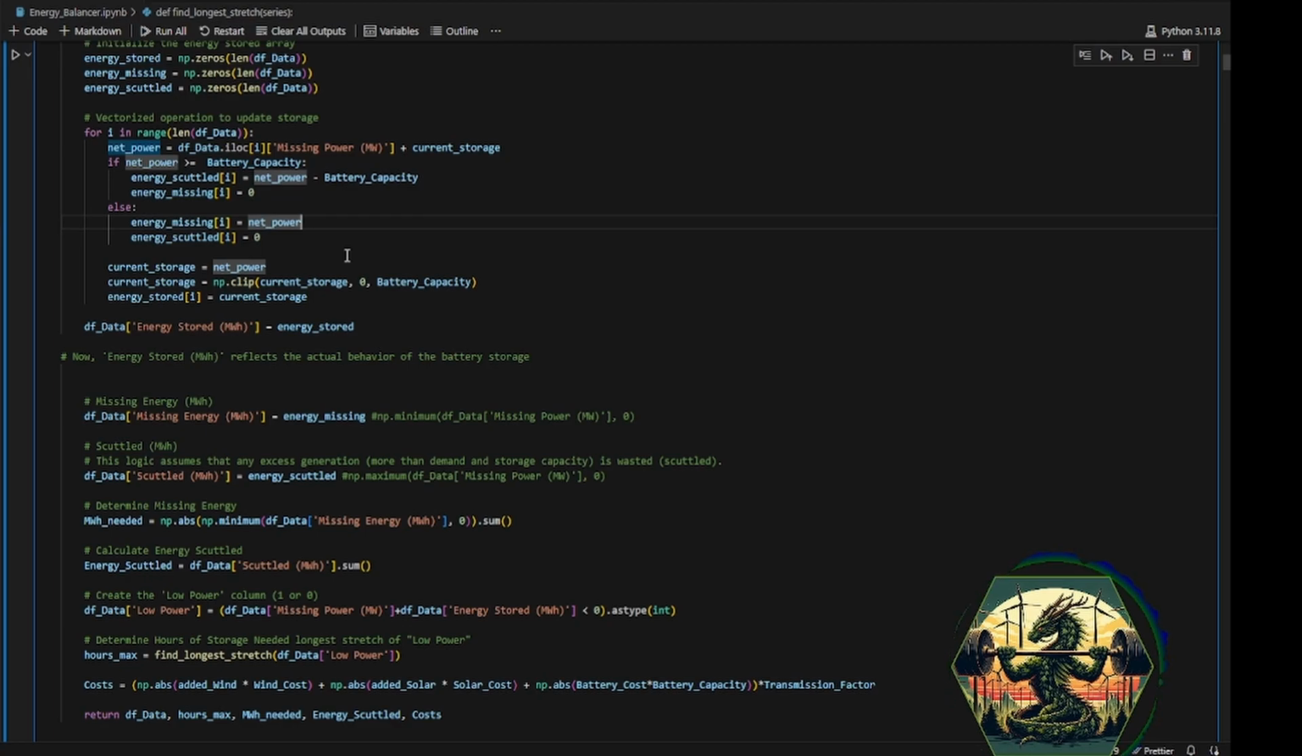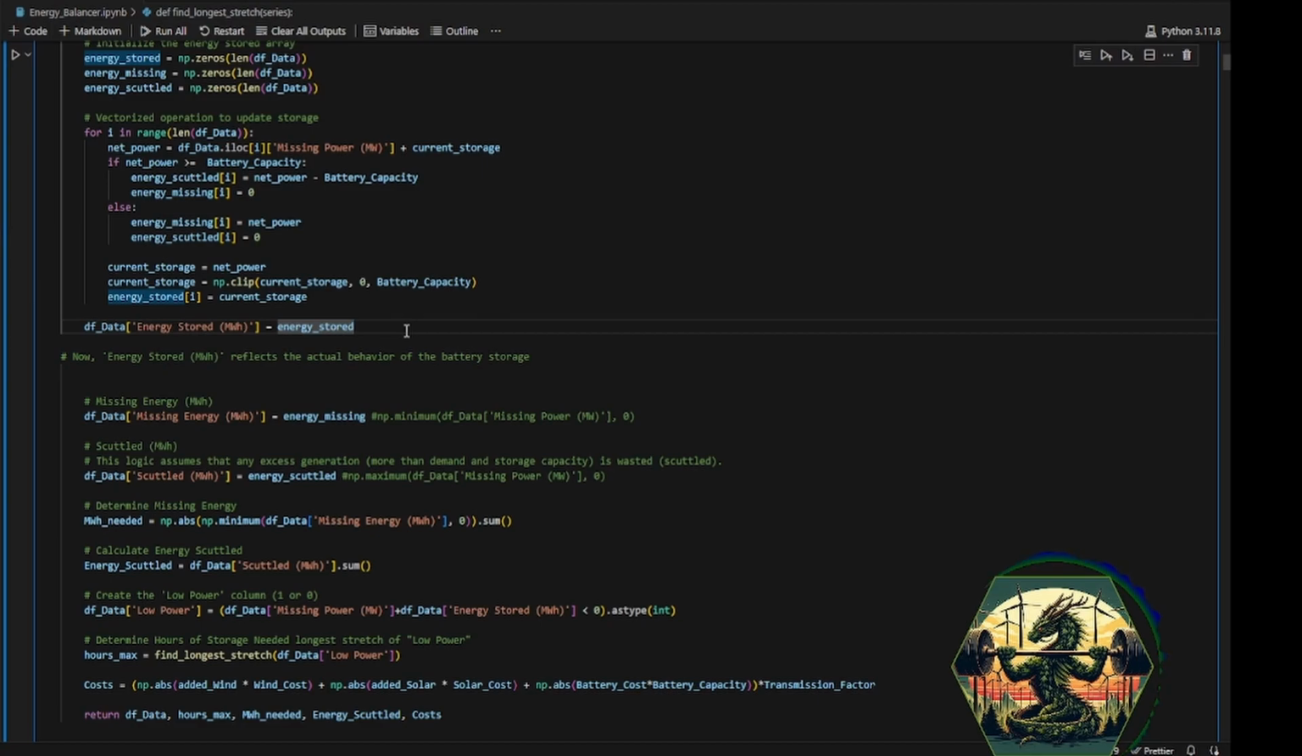Then I say current storage now equals net power, and then I clip the results. If net power is negative, well, then you don't have any storage, so that just ends up being 0. And if net power is above the battery capacity, then I just make it the battery capacity value. And then I iterate through saying that the energy stored equals the current storage, and then it goes through line by line for every single case, and then it optimizes on it. Each scenario takes around 80 iterations to complete, so you can see how this part takes a pretty long time.